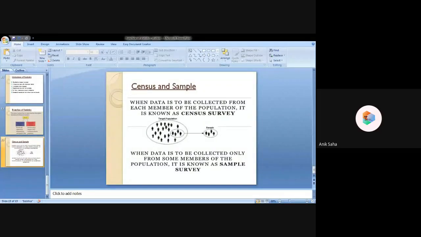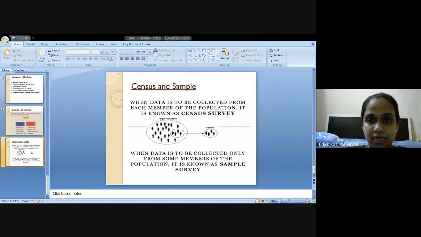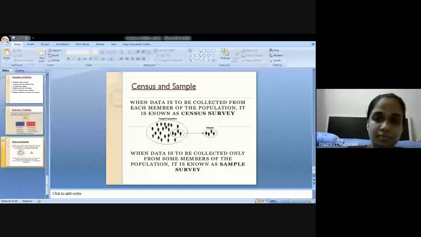Yes, ma'am. Okay, any question? Yes, any question? Vinay, Pritam, Pravesh, Naveen, Divya, Chandan, Anik. Any question? No, ma'am. Any doubt? Okay. So all of you understand what is sample, what is the census and what is the difference between census and sample? Yes, ma'am. Okay.